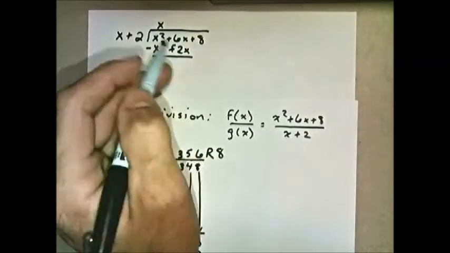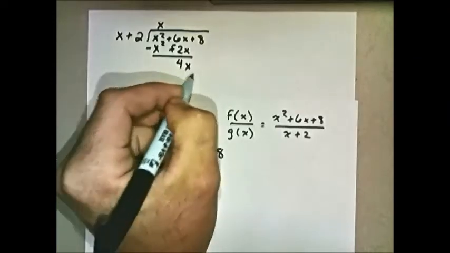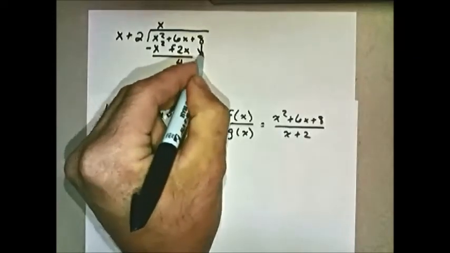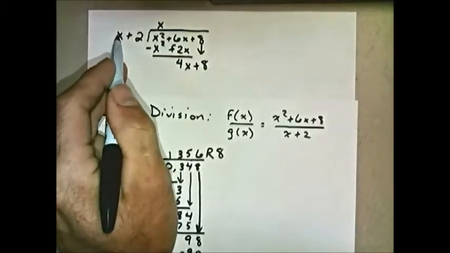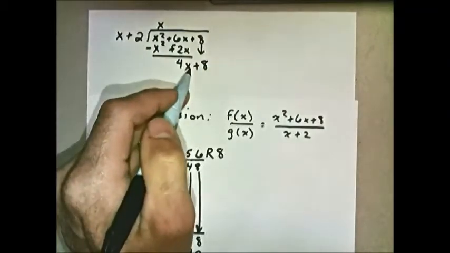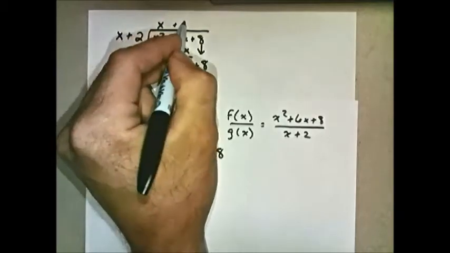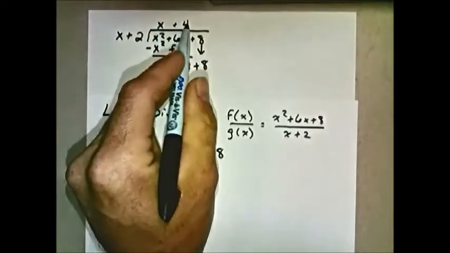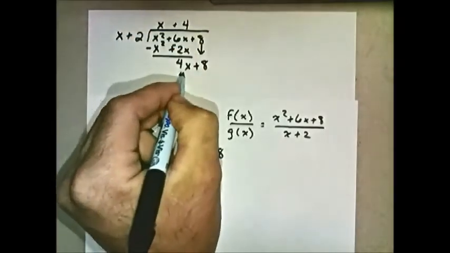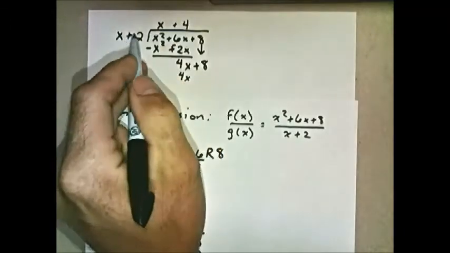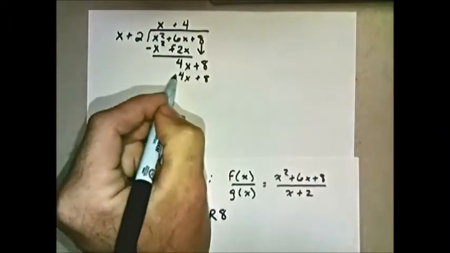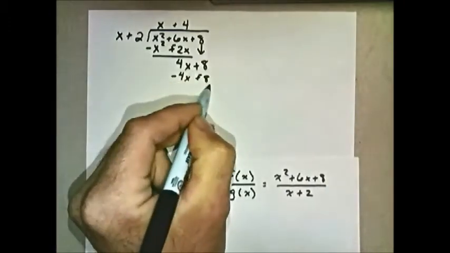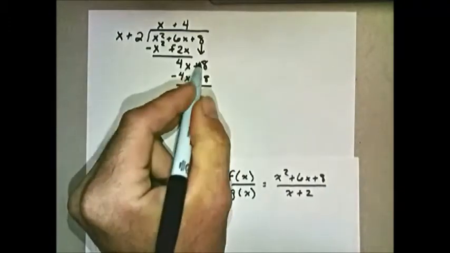And we're going to add down. x squared minus x squared gives us 0x squared. 6x minus 2x gives us 4x. And we can bring down the 8. Now we ask ourselves, what times x gives us 4x? And the answer is 4. 4 times x, 4x, and multiply the 4 times 2, which gives us 8.